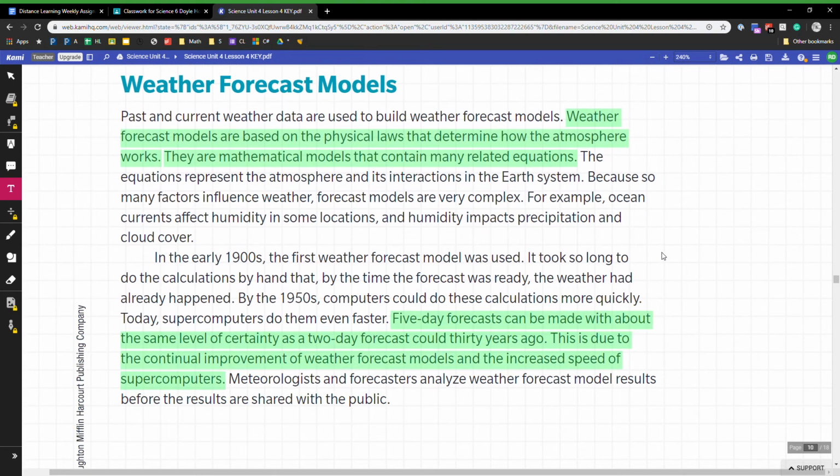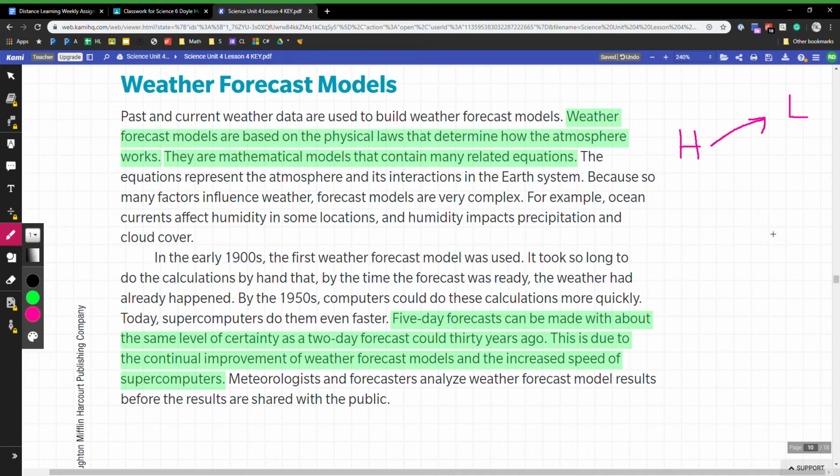And so I highlighted, I think, the two most important things here. I highlighted that weather forecast models are based on physical laws that determine how the atmosphere works, and they're mathematical models that contain many related equations. So what this means by physical laws that determine how the atmosphere works, right? We know that a physical law is, if you have a low pressure system and you have a high pressure system, that the air will generally be moving from the high to the low. That is a physical law.